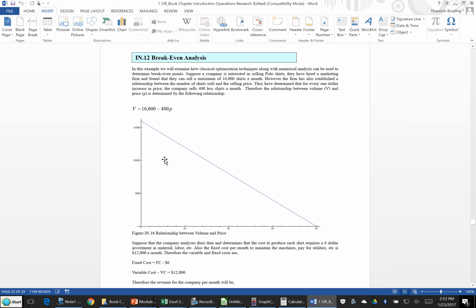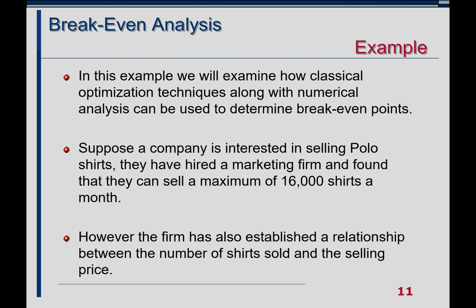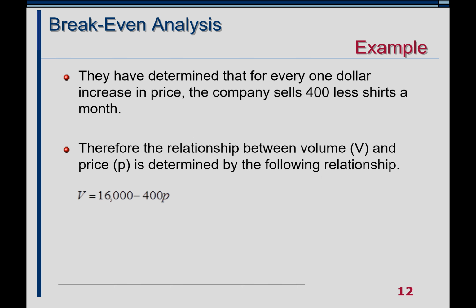Let's go in and take a look at an example. So the example we're going to be looking at is, like I said, break-even analysis. Let's suppose a company is interested in selling polo shirts. They've hired a marketing firm and found that they can sell a maximum of 16,000 shirts a month. However, the firm has also established a relationship between the number of shirts sold and the selling price. So this is a pretty intuitive relationship. The numbers aren't intuitive. They are what they are, which you would get from a marketing firm.